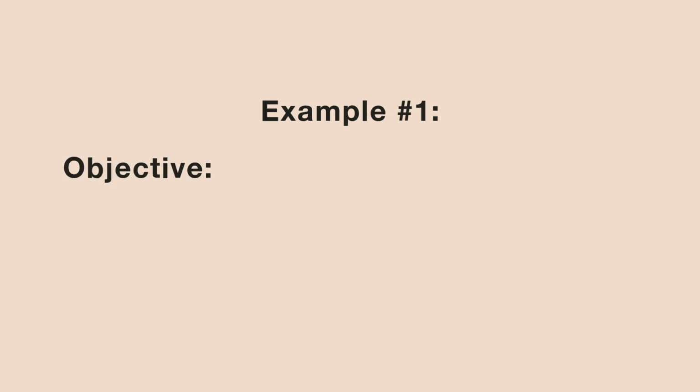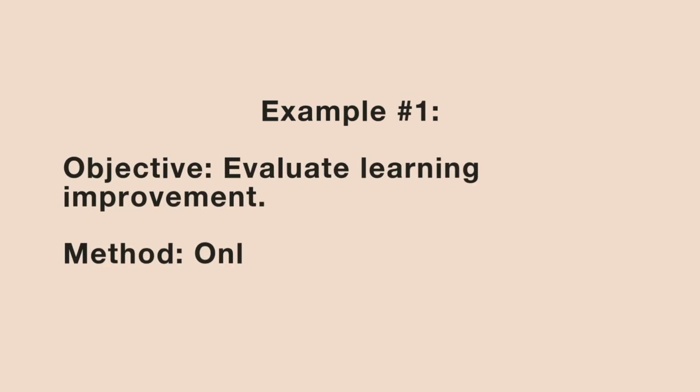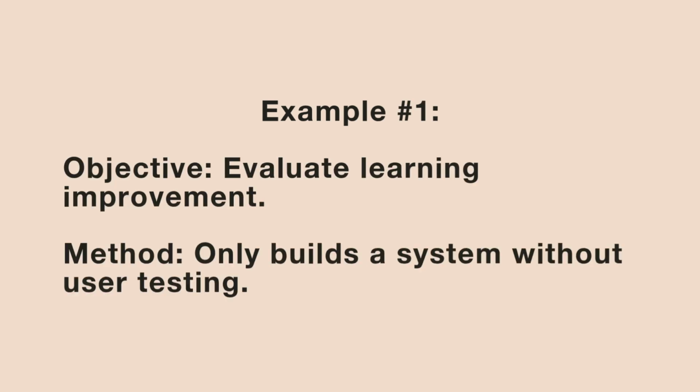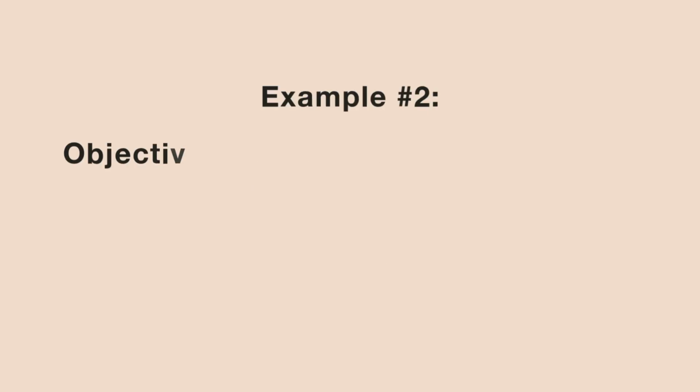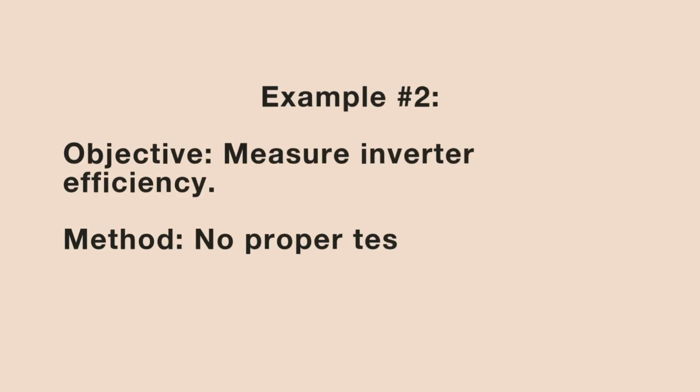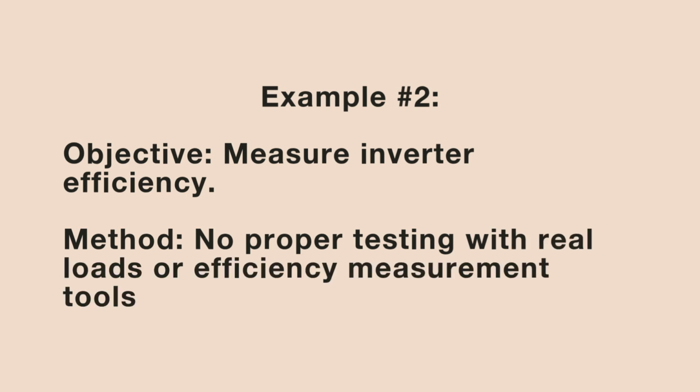For example, the objective is to evaluate learning improvement, but the method only builds a system without user testing. Another example is to measure inverter efficiency, but the method has no proper testing with real loads or efficiency measurement tools. So you can't say a method worked or failed if you don't test it properly.